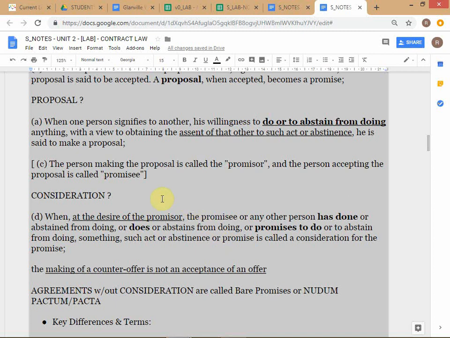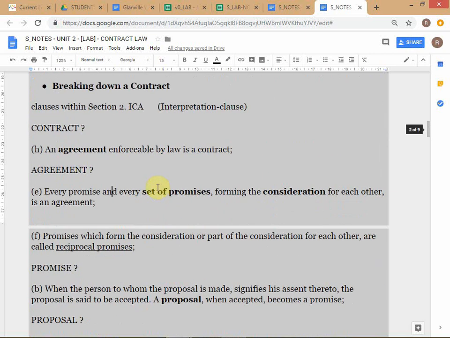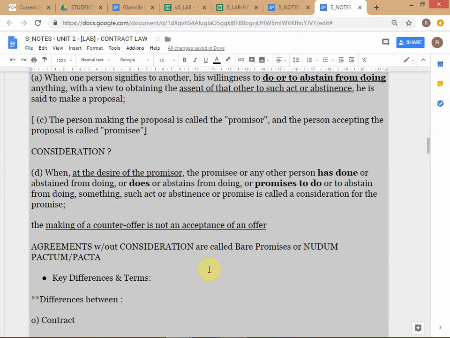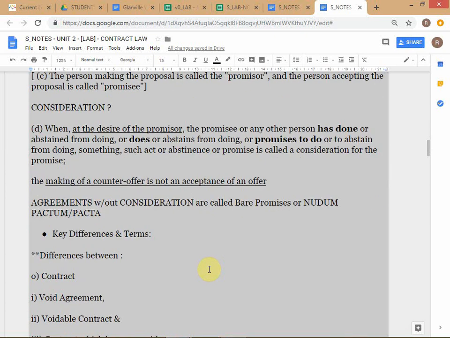Now we come back to it. We have defined all the other parts. Remember, we use the word proposal and consideration, promise and consideration. Promise led us to proposal. Now we have to define consideration. Consideration is important to understand. We'll have some cases on consideration also. This is an important point to understand.